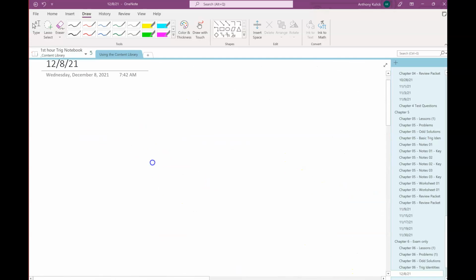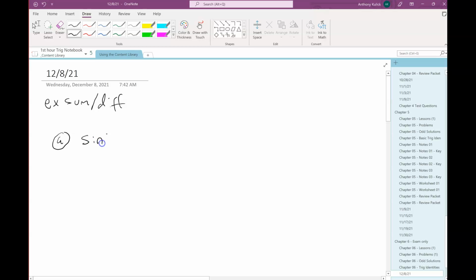So let's just jump in and do some examples. Let's do some sum and difference examples first. Let's say we want to do sine of 15 degrees. So 15 degrees is not a unit circle angle, right? Can I write 15 as the sum or difference of 2 unit circle angles?